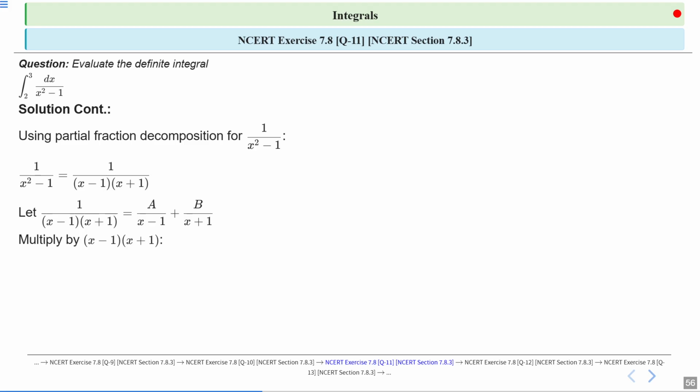So now we have to find the value of a and b. And for that, multiply x minus 1 into x plus 1 on both sides. We get 1 is equal to a into x plus 1 plus b into x minus 1. Now to get the value of a, just substitute x is equal to the roots of the denominator, that is 1 and minus 1. So when we set x is equal to 1, the term involving b is 0, and we get an equation with only one variable, that is a, and that is 1 is equal to 2a. So the value of a is 1 by 2.